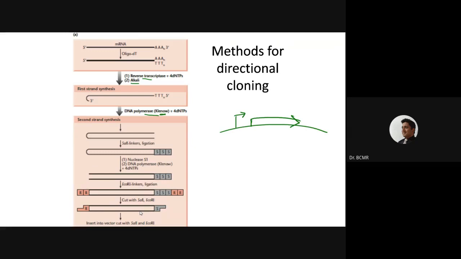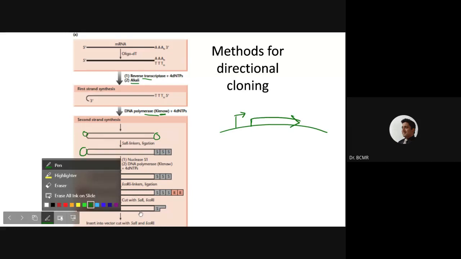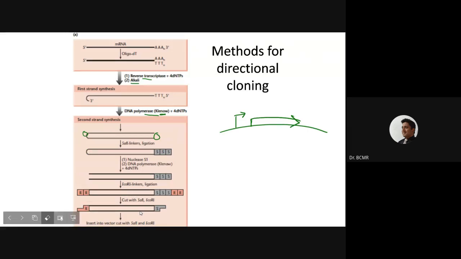So what we will do is, excuse me. Yeah. So if you want to make it directional, you should have one kind of linkers on this side, another kind of linkers on this side, like this, separate ones. So this is a smart way of doing it, because I like it. Here, prior to cleavage with S1 nuclease, they have added the SalI linkers. Okay, they have added SalI linkers.